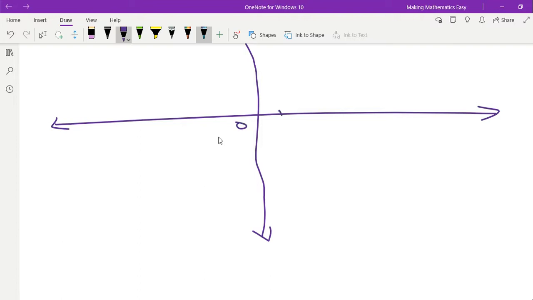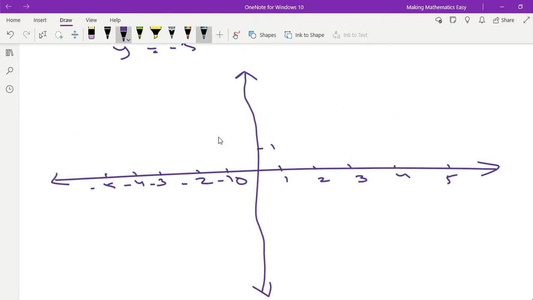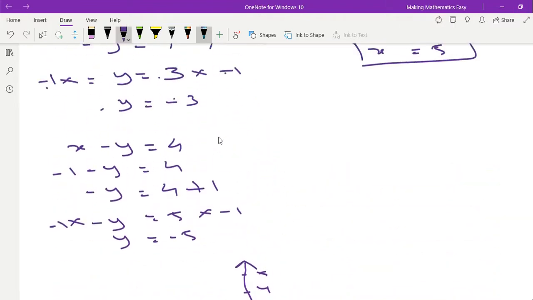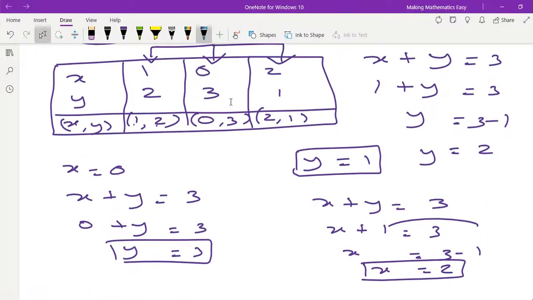Now in the graph, this will always be a positive number, this will be a negative number, this will be a positive number, this will be a negative number. Now what you need to do is plot these values, these coordinates, on the number line.